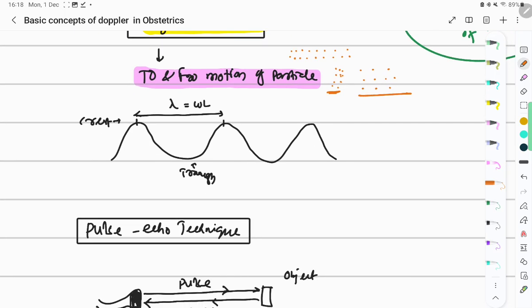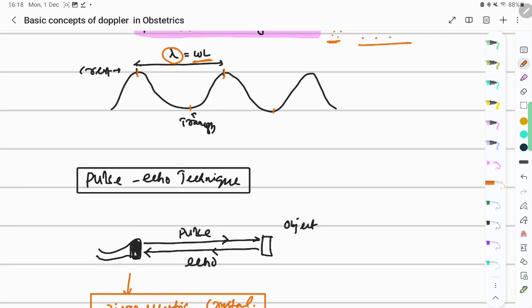If you draw the sound wave like this, lambda, the wavelength, will be the distance between two crests or the distance between two troughs. That is the wavelength. Basically, the ultrasound machine works on the principle of the pulse echo technique. So what is the pulse echo technique?